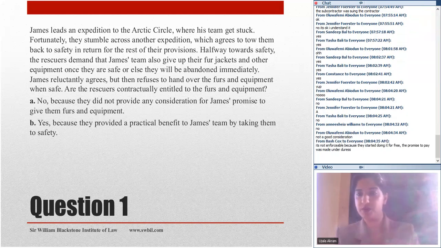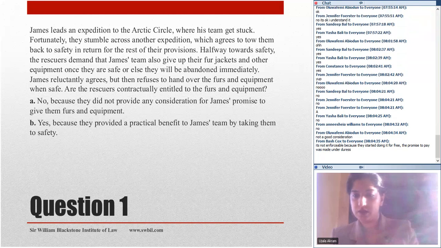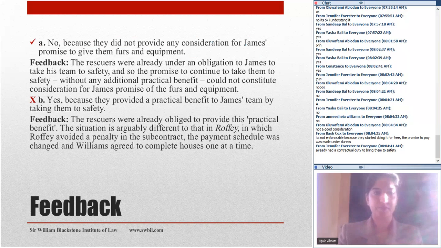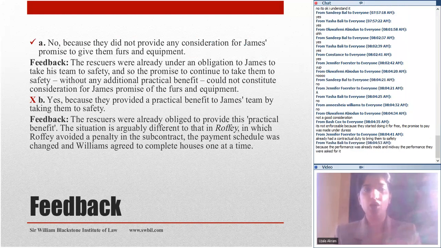It is not enforceable. Absolutely right. The rescuers were, as Jennifer said, already under an obligation to James to take his team to safety. So the promise to continue to take them to safety without any additional practical benefit would not constitute consideration for James' promise for the furs and equipment. It would have been a different answer if there was an additional practical benefit involved. But there was no additional practical benefit involved here, and they were already under a duty, an obligation to do that.